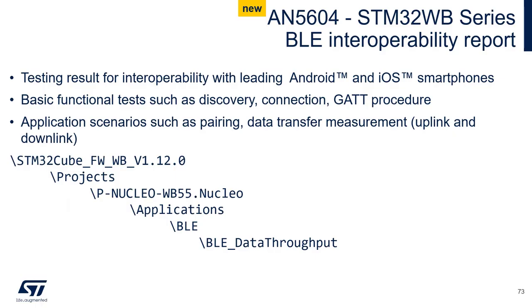I would like to point to your attention the new application note, which focuses on interoperability between different Android and iOS smartphones. This application note was released in February 2021, and it shows the reports and comparison of different Android and iOS phones. The focus of testing was the basic functionality, such as discovery, connection, and various GATT procedures, and some more advanced application scenarios, such as BLE pairing and measurement of data transfer.